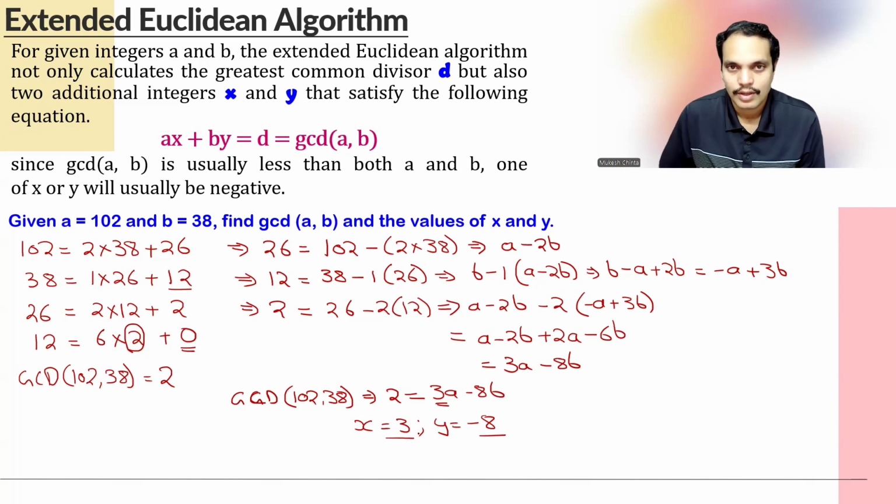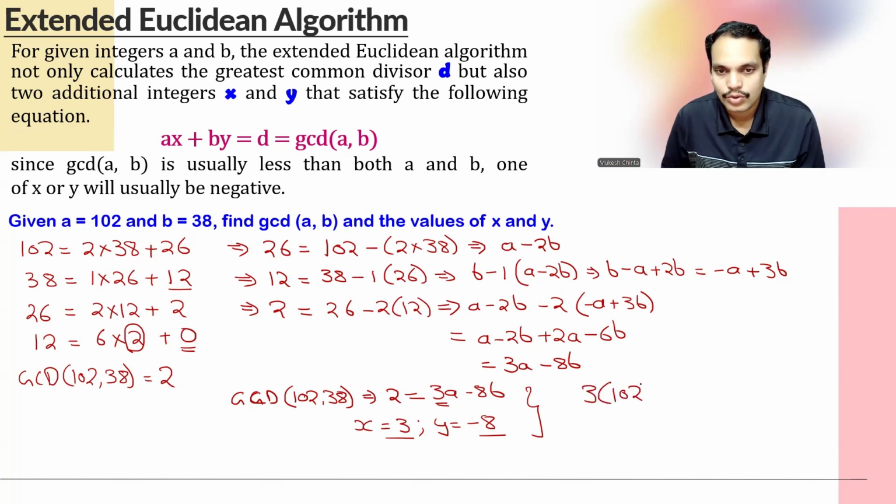Let me try another example for us so that you will get a little bit better understanding. Now, if you just want to test it, let me do that here. 3 into 102 minus 8 into 38. This is 306 minus 304, which is equal to 2.